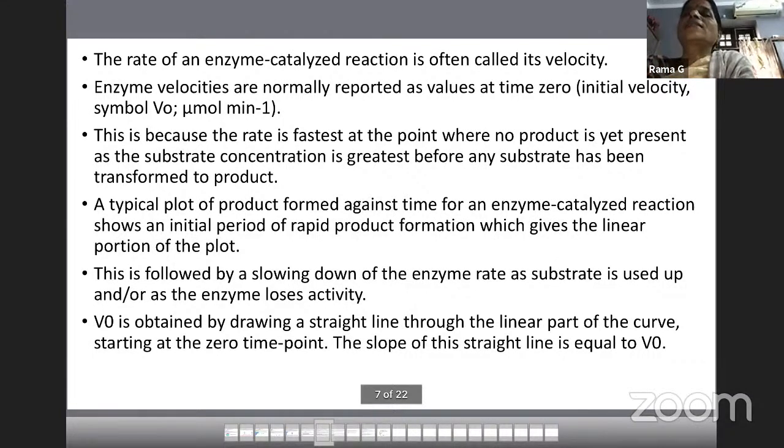As the substrate concentration is greatest before any substrate has been transformed to product. That is the reason for this. So why is V0 at the initial stage? Because the rate is fastest at the point where no product is present.